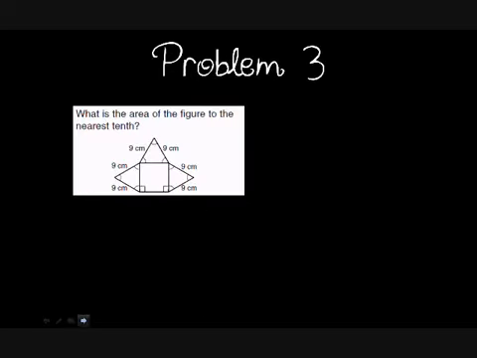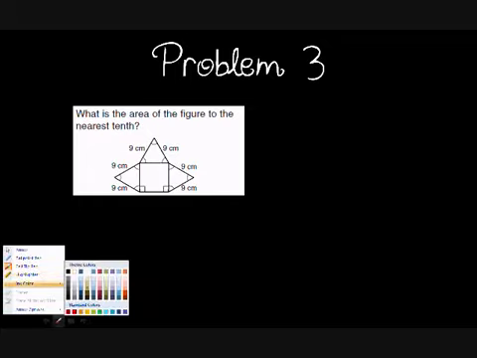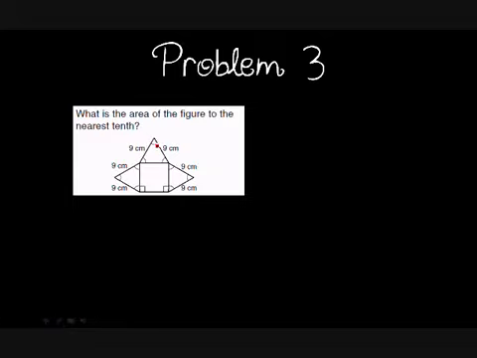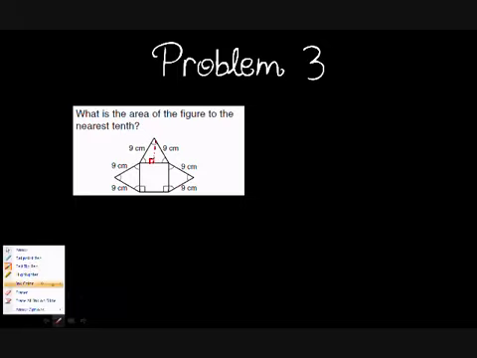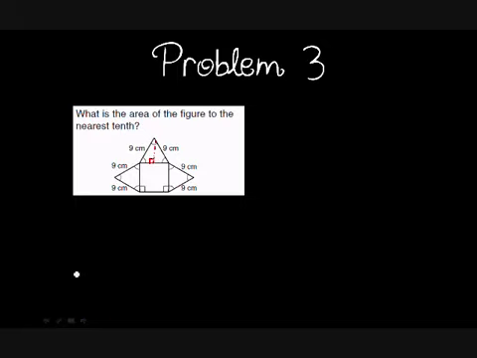Okay, problem 3, it says what is the area of the figure to the nearest tenth? And you see we have 4 figures. We have the 3 triangles and then the square. And so the first thing that I want you to notice that a bunch of you guys made a mistake with is that when we're finding the area of these triangles, you need the height, and they didn't give you the height. So don't start sticking 9s everywhere into your formulas because the height is not 9.